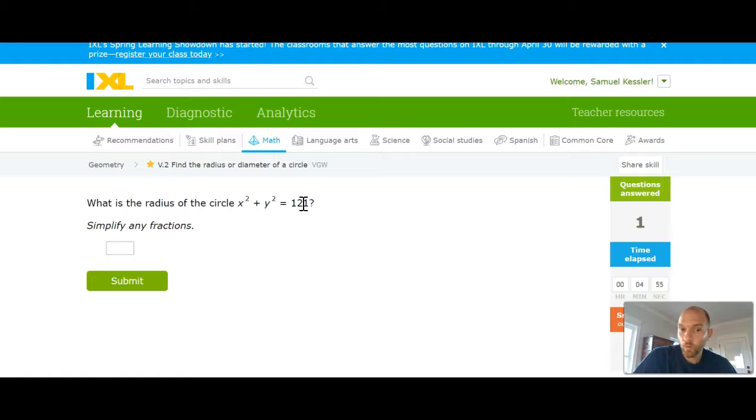If we want to solve for r, we can take the square root of this number at the end. That's all you have to do. The square root of 121 is 11. So the 11 is our radius.